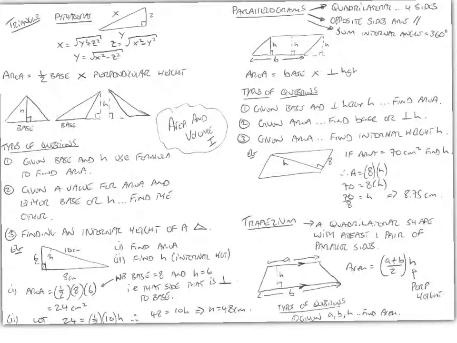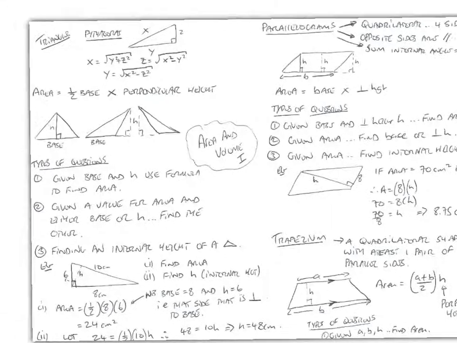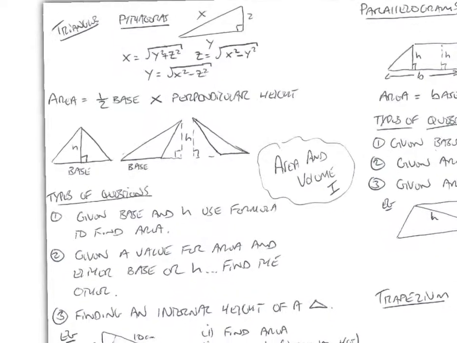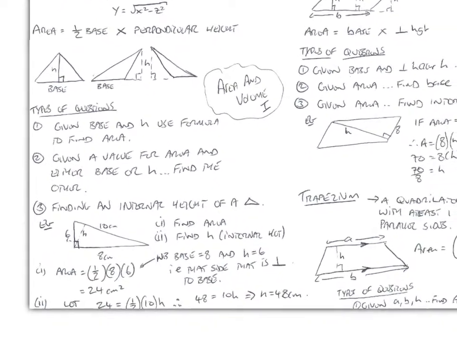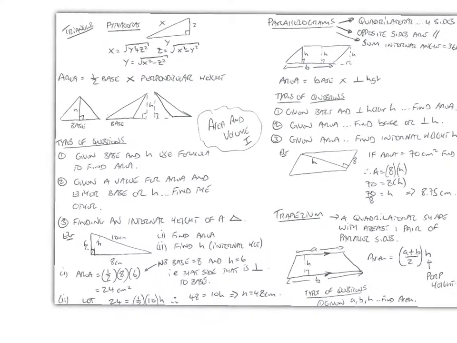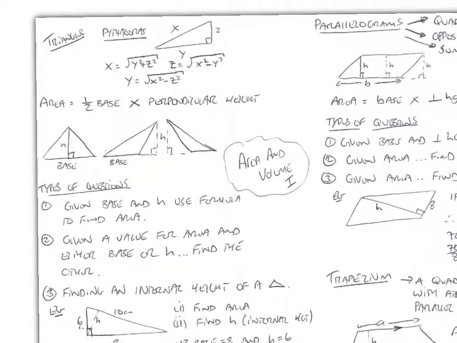So let's look at area and volume part 1, and we'll start by looking at triangles and the types of questions that were asked with triangles. The first thing to recognize is, going back to Pythagoras' theorem for a right-angled triangle, a three-sided right-angled triangle.